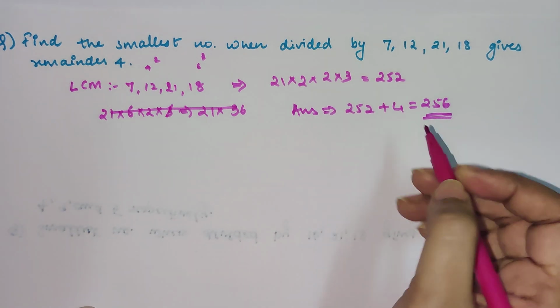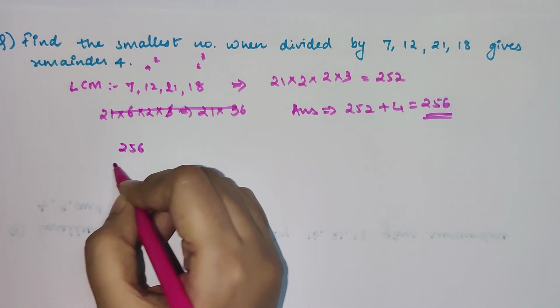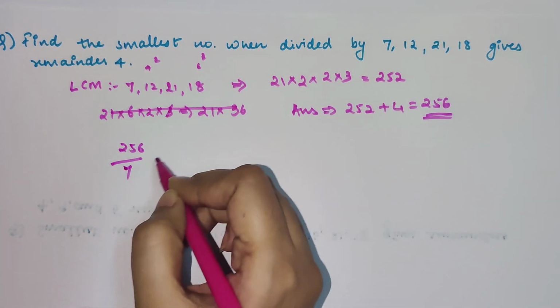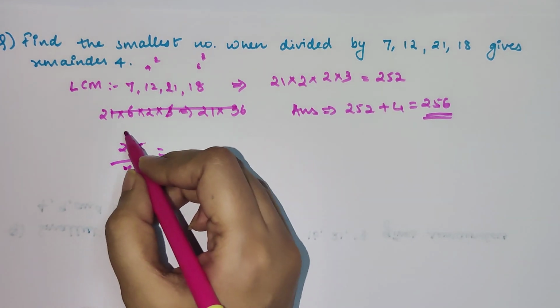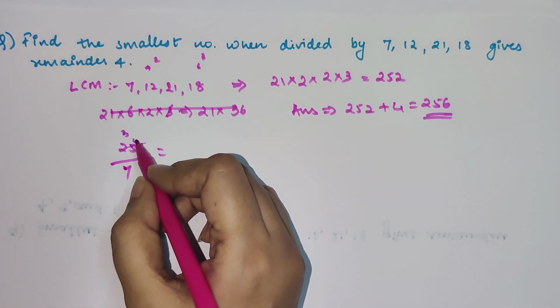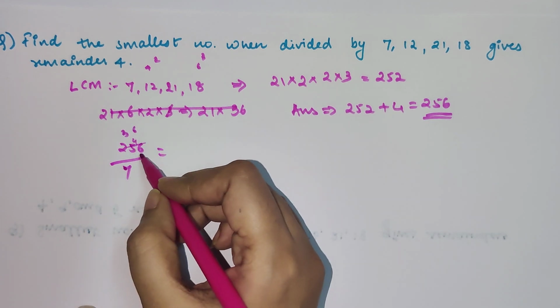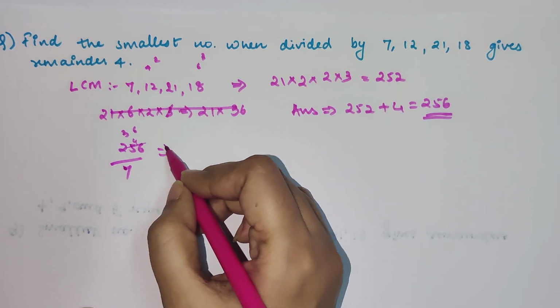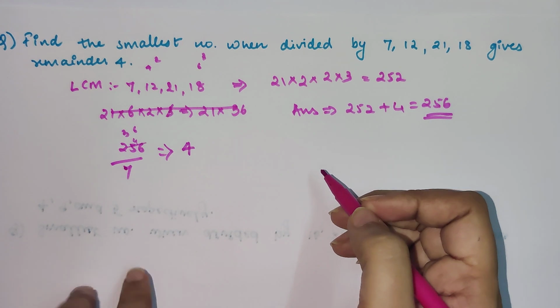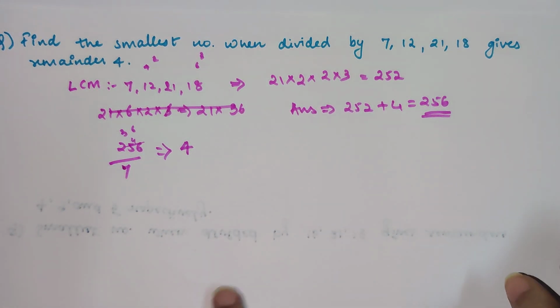Now if you want to check, let's check this. When you divide 256 by 7, what's your answer? This is 3 sevens, 21, hmm, 7 into 36, 252, so you're left with 4. Similarly, you can check for others as well.